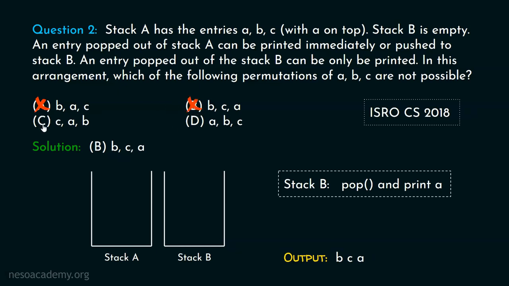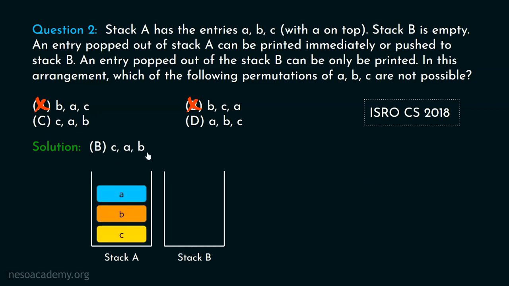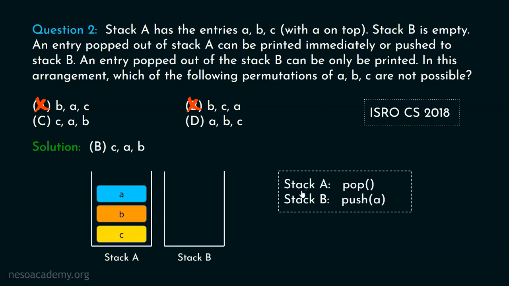Let's see this option. Option C. C, A, B. This is the initial arrangement. And what we want is this particular permutation. Let's see whether this is possible or not. And you can see the first element of this permutation is C. For this purpose, we first have to pop this element out of stack and push this onto stack B, right? So let me just do this.